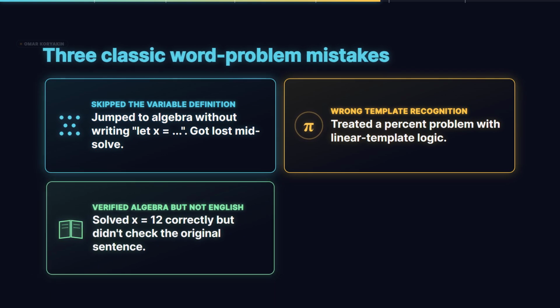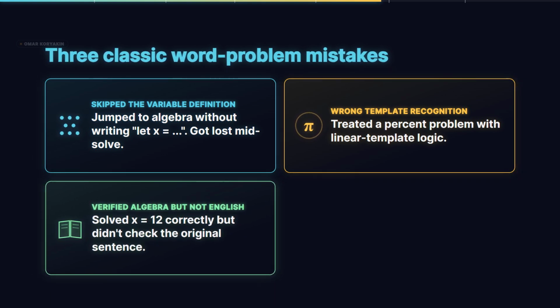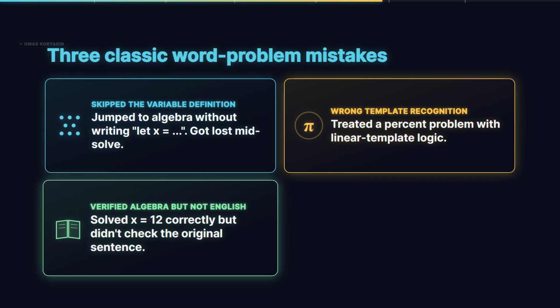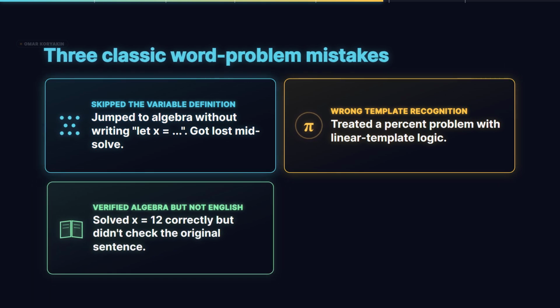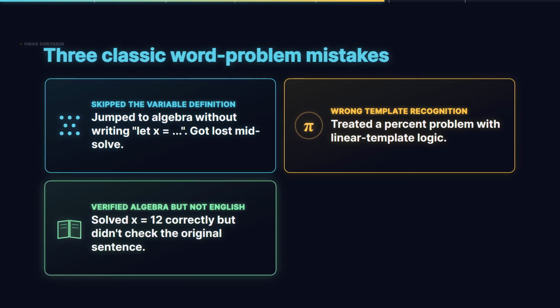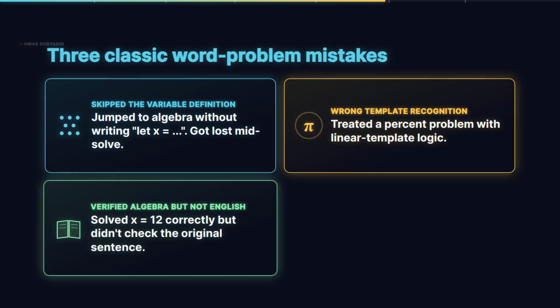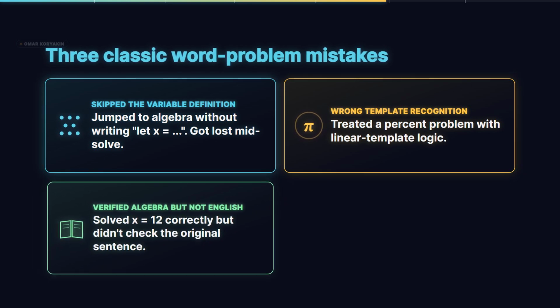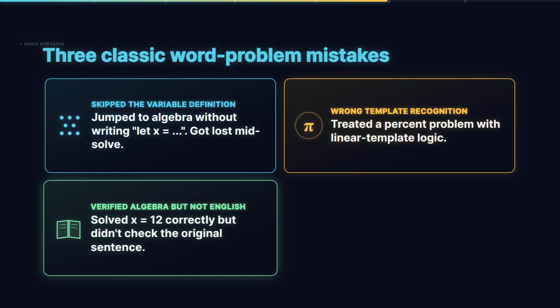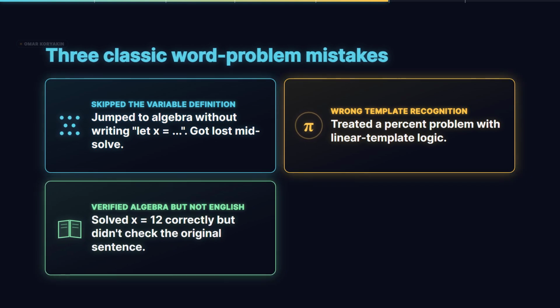If the translation step had a sign error or a unit confusion, the algebraic answer is correct for the wrong problem, and the verification step would have caught the issue. The fix is to always reread the original problem after solving and confirm the proposed answer satisfies the original described situation.